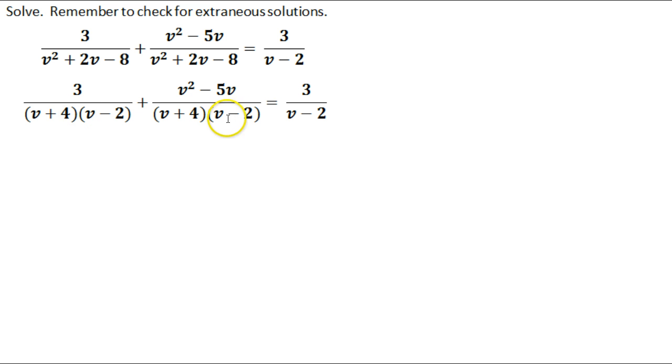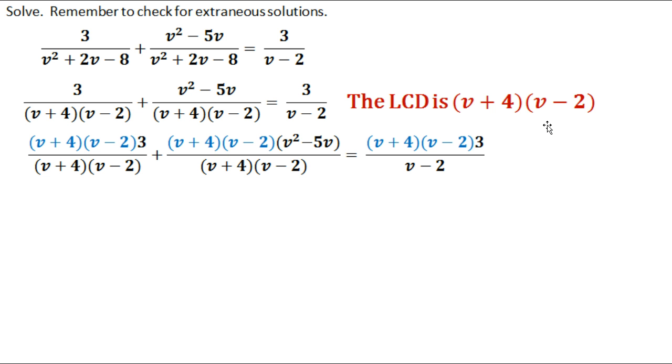By factoring these, I can easily identify what my lowest common denominator is. It's a v - 2, that's in all of those, and a v + 4. So the lowest common denominator here is (v + 4)(v - 2). That becomes crucial because what we're going to do next is multiply each one of these parts by that lowest common denominator. So let's bring that in now. I'm going to write these in blue. The blue portion is the lowest common denominator, just to make it a little easier to see visually. And you notice I multiplied each one of the numerators by that.